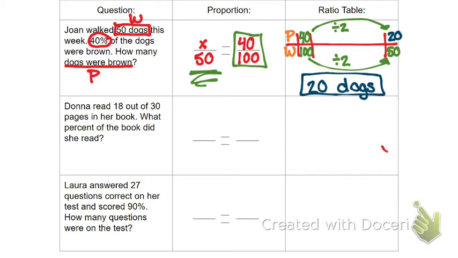Let's look at this next one. Donna read 18 out of 30 pages in her book. What percent of the book did she read? So we need to find the percent, the part, and the whole.